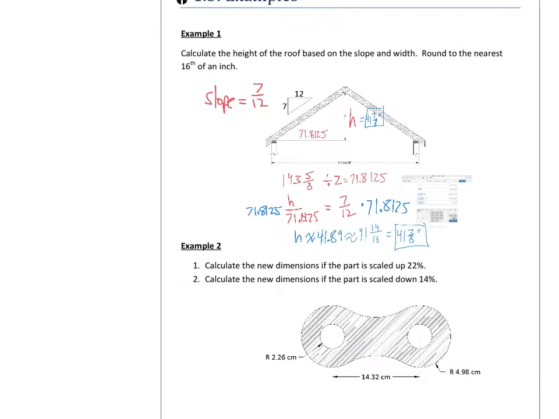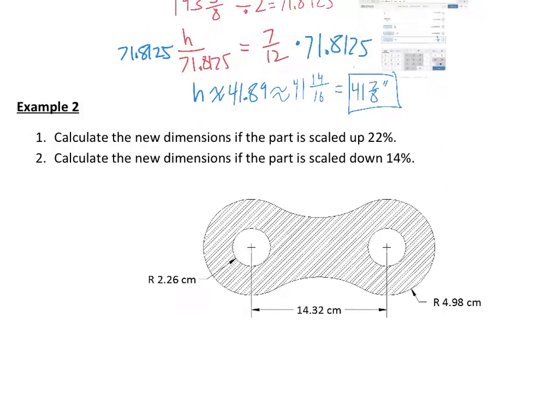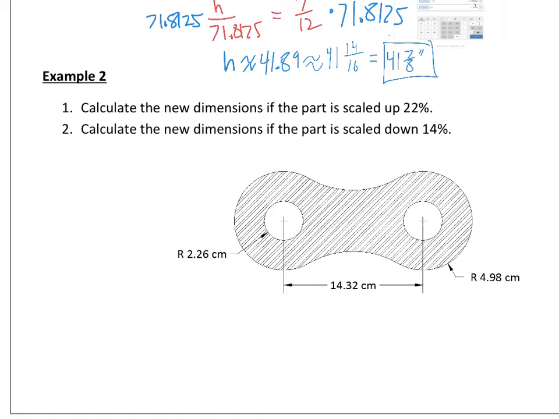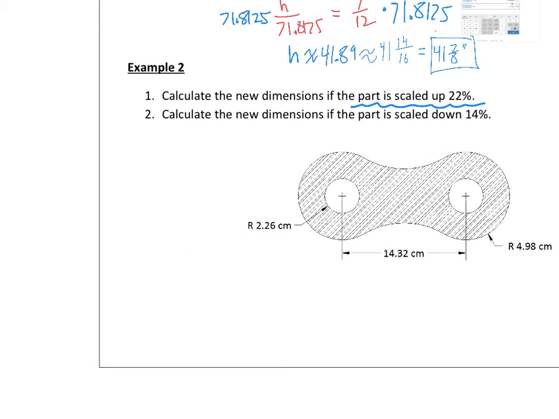Well, let's look at a problem dealing with some percents, okay? Ratios can be written as percents or fractions. So a percent here now, we want to scale something up. So we want to make something larger by 22%. So the question here is to scale the dimensions of this part up by 22%.